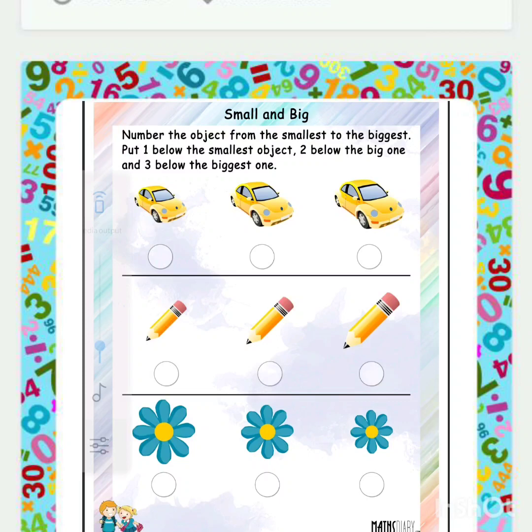You will write 1 under the smallest flower, you will write 2 under the big one and 3 under the biggest flower. That's all you have to do in this worksheet.